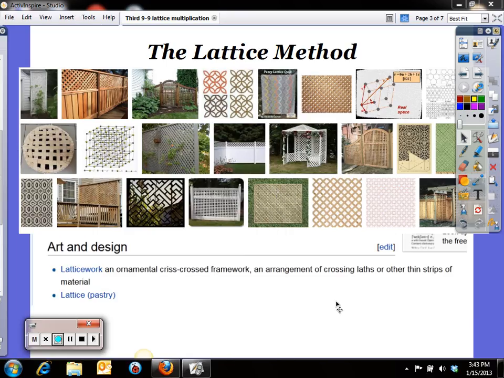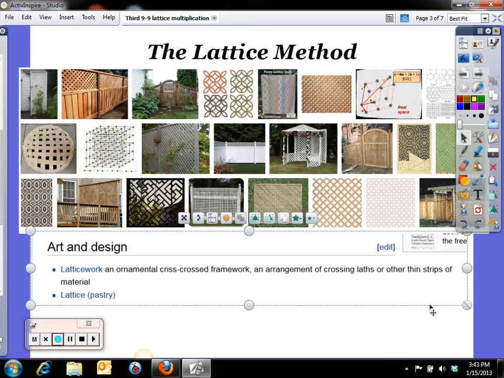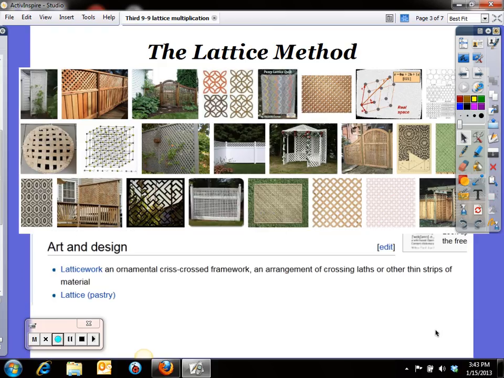Okay, this is a video to show you how to solve multiplication problems using the lattice method. First of all, there are two algorithms that we teach for solving multi-digit multiplication problems. One is called partial products and the other one is called the lattice method.